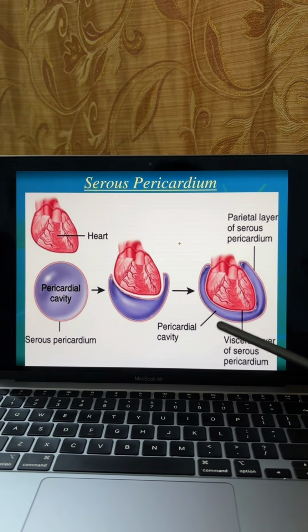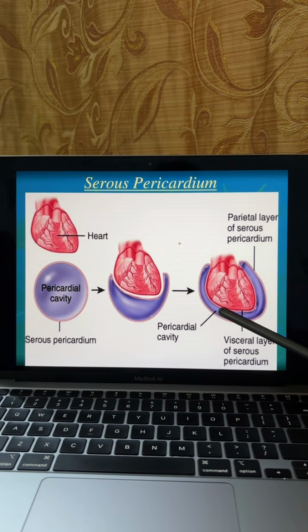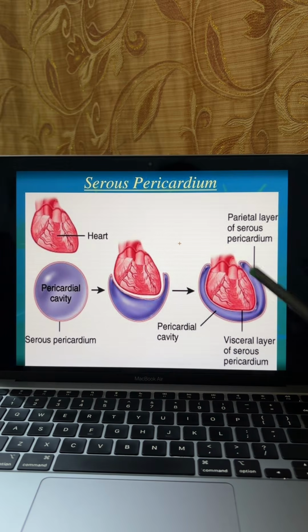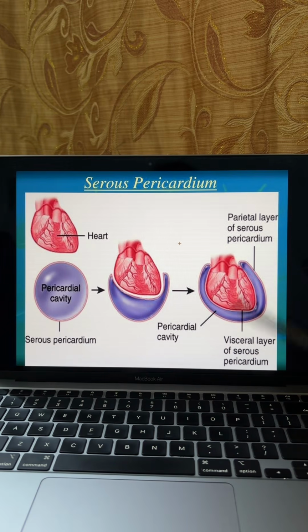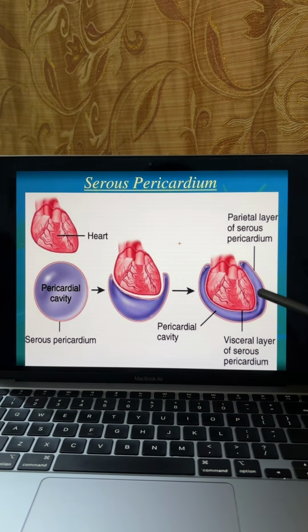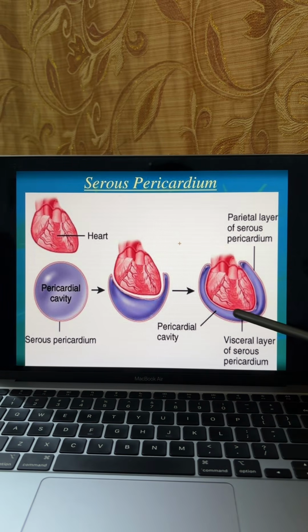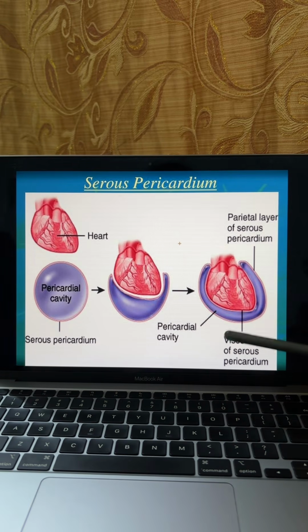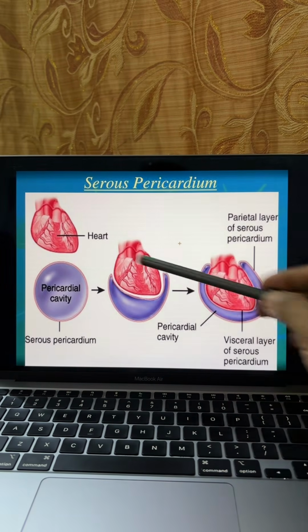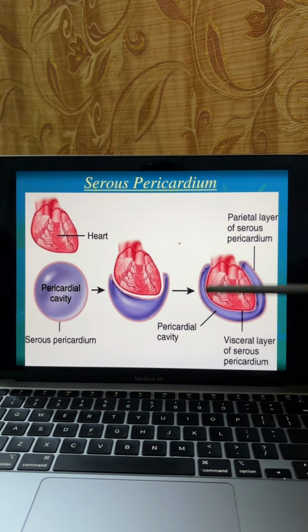This is the pericardial cavity where the pericardial fluid exists, and if the fluid increases over here, as in cardiac tamponade, we also correlate clinically. The outer layer is the parietal serous pericardium. This is the inner part, the visceral serous pericardium. Now the same serous pericardium, and this is our heart. So we have the cut sections over here. How is this formed? Let's start our lecture.